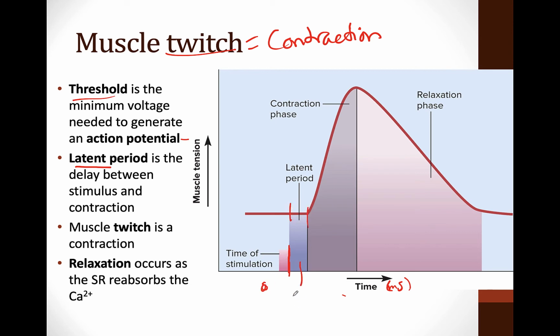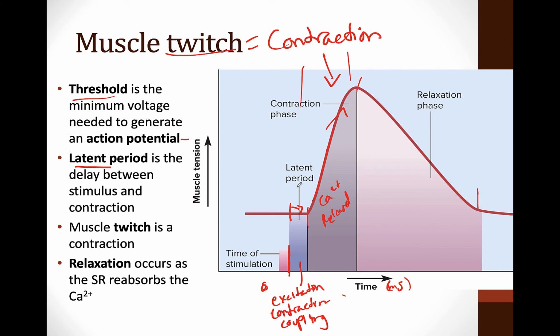This latent period is that period of excitation-contraction coupling, where the excitement is moving from the sarcolemma to the inside of the cell. The sarcoplasmic reticulum is releasing calcium. And then the contraction is going to happen quickly as the calcium is released and the contraction phase is going to occur. So this is the contraction phase. And then the relaxation happens a little bit more slowly.